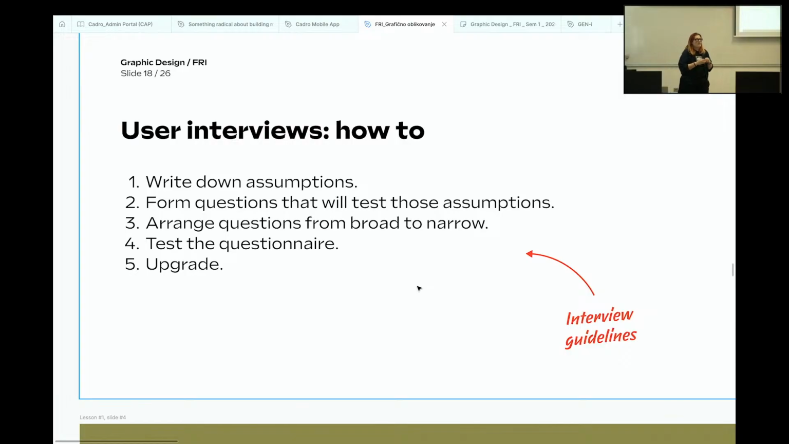So how do we usually do user interviews? First, we write down assumptions. This serves two things. First, it's checking in with ourselves about what we already think, so we make ourselves aware of what we assume is already true. Second, it creates a basis for the interview questions. From these assumptions, we can form questions that will confirm or not confirm what we think is true.